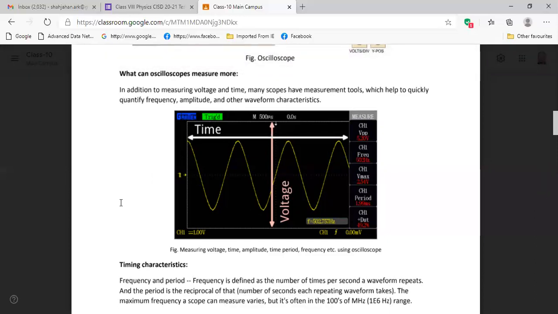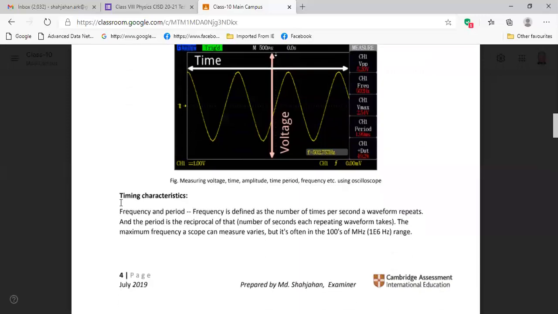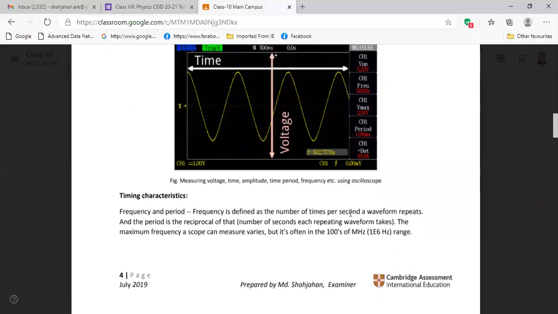No, not necessary. Now, Aisha, you read this part. Timing characteristics. Frequency and period. Frequency is defined as the number of times per second a waveform repeats, and the period is the reciprocal of that number, the number of seconds each repeating waveform takes.